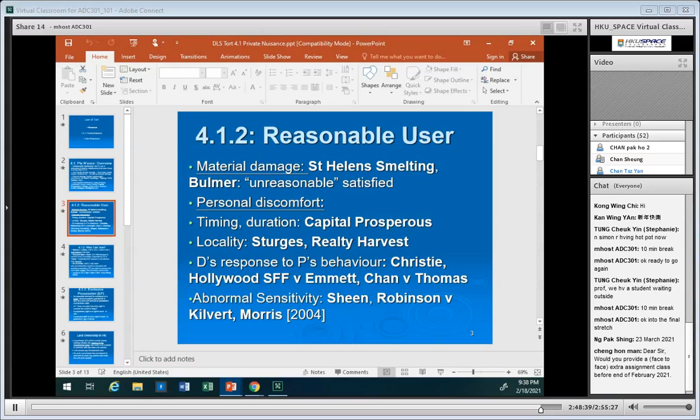private nuisance. What is the remedy for private nuisance? The answer, everybody, will be an injunction. That's the most common remedy for nuisance. It will be an injunction to stop that particular behaviour happening.